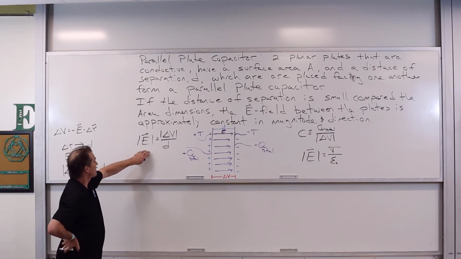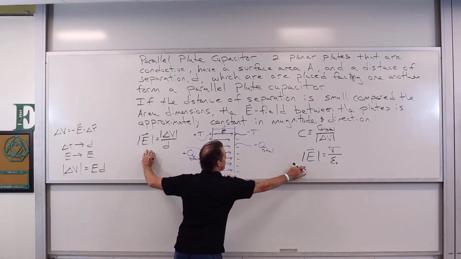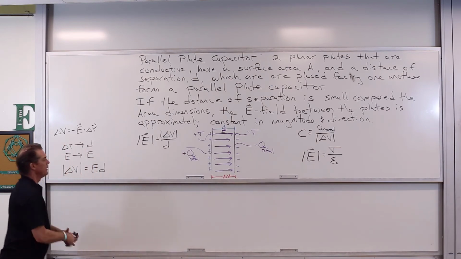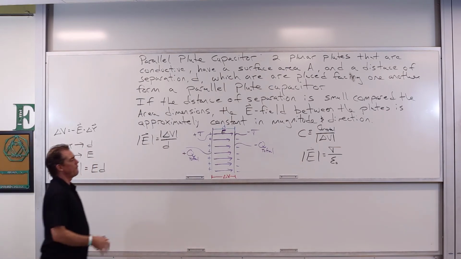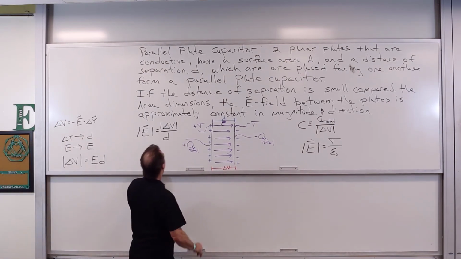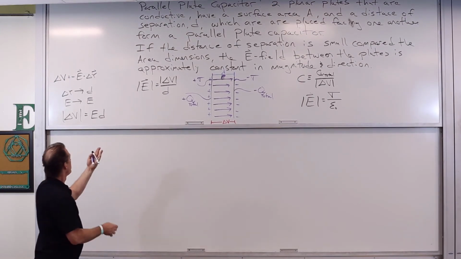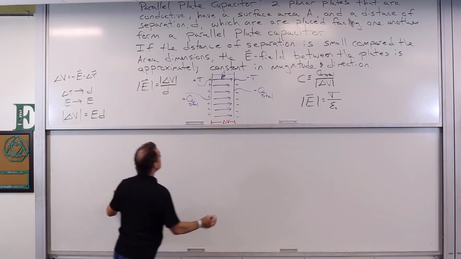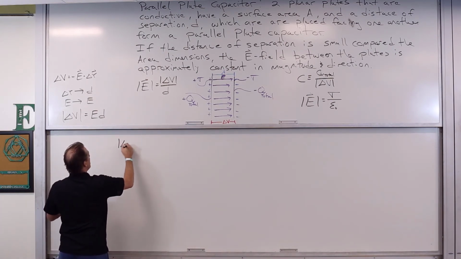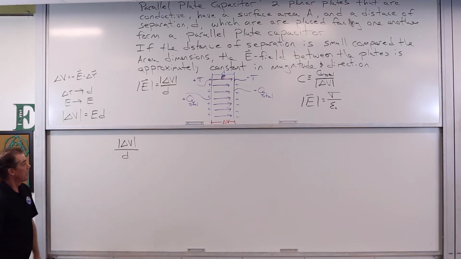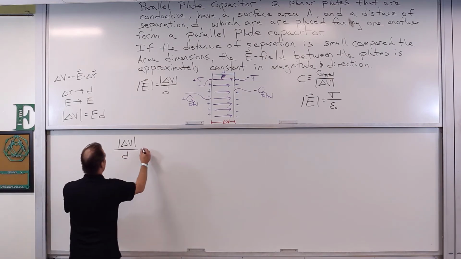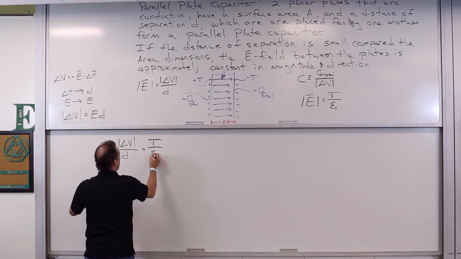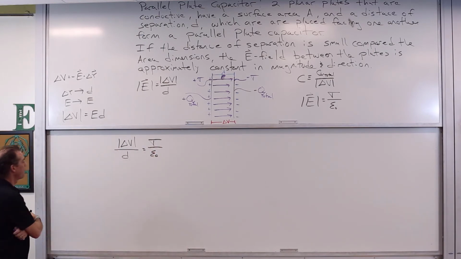Let's go ahead and expand on these two notions, because we've got two separate identifying representations of the magnitude of the electric field. So what can we do with this? Well, from E is equal to this, E is equal to this, we've got that the potential difference divided by d has to be equal to sigma over epsilon 0.